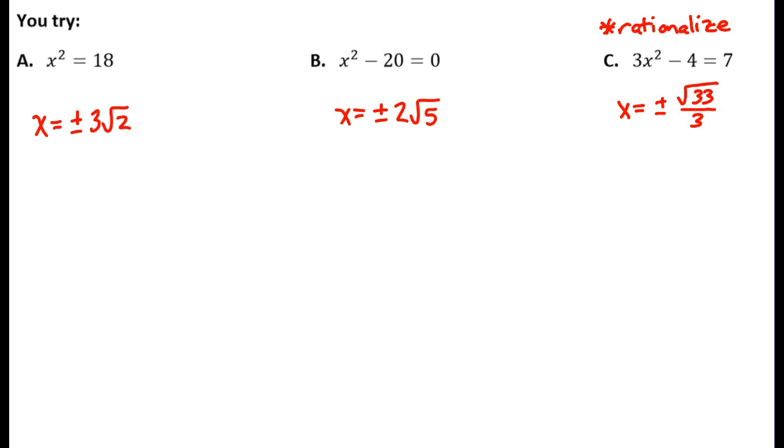For U-try A, you should have gotten x equals plus or minus 3 root 2. For the U-try in B, you should have gotten x equals plus or minus 2 root 5. And in C, you're going to have to rationalize the denominator there, and when you do that, you get x equals plus or minus radical 33, or root 33, divided by 3.